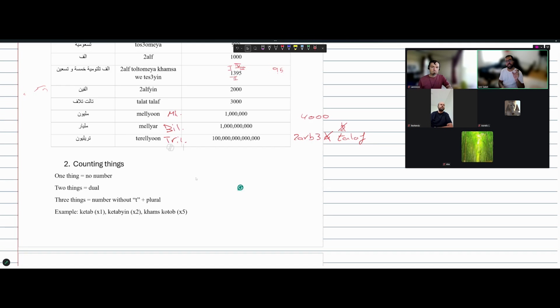For 5, we have the word khamsa, 5. We drop the feminine T at the end, so it becomes khams, and kutub, so the plural. So khams kutub.